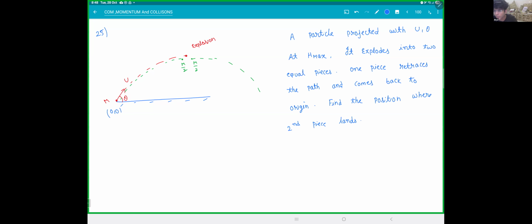Do we have to assume the same values of u and theta as the last question? No, u and theta only. I mean, give me the answer in terms of R. R is u square sine 2 theta by g. Give me answer in terms of R.